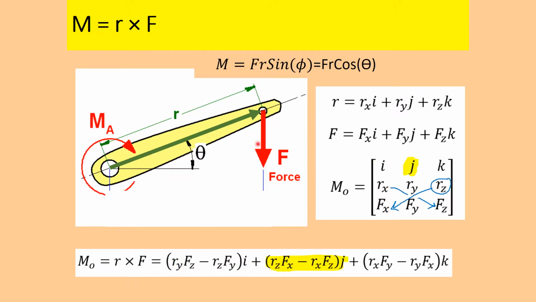For the j-axis, what's going to rotate around the j-axis, this time you're going to start at the right and go to the left: rz times fx minus rx times fz. That's zx minus xz. The k direction, you're going to go left, right, minus right, left. So rx, fy, minus ry, fx.